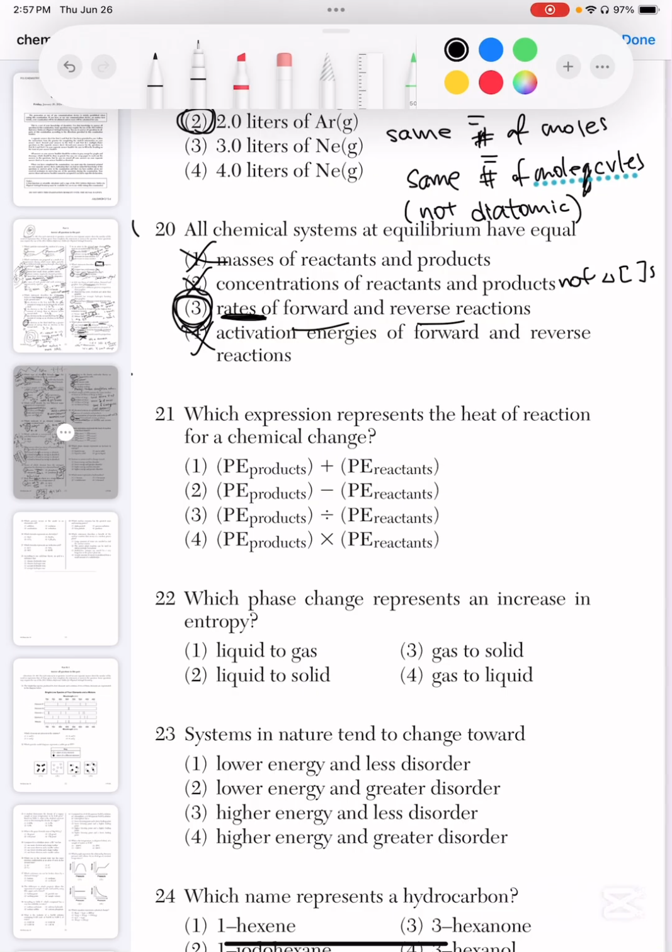Which expression represents the heat of reaction? Okay, so heat of reaction, delta H, you find this. This is delta H. So it's the PE of products minus PE of reactants. Products minus reactants.